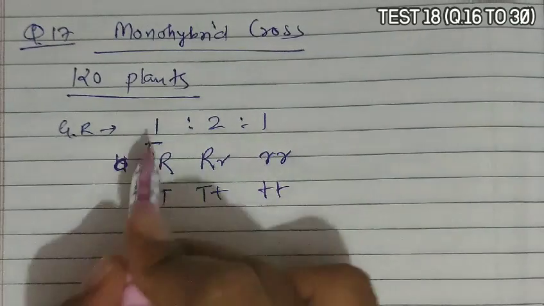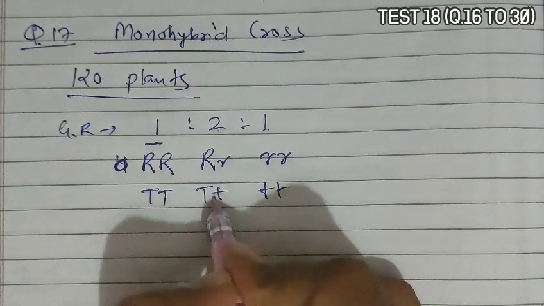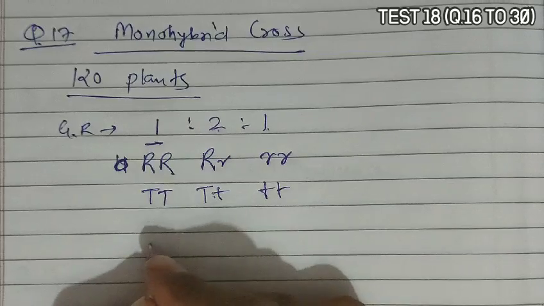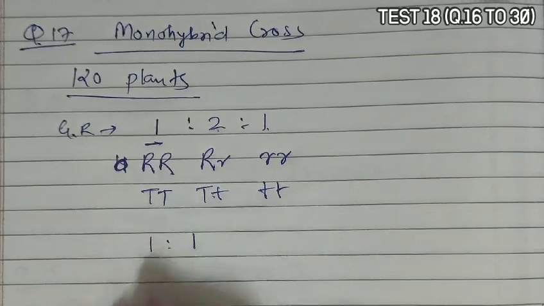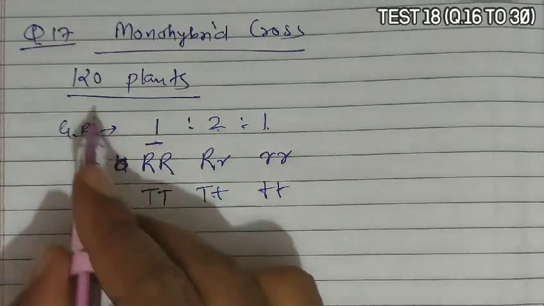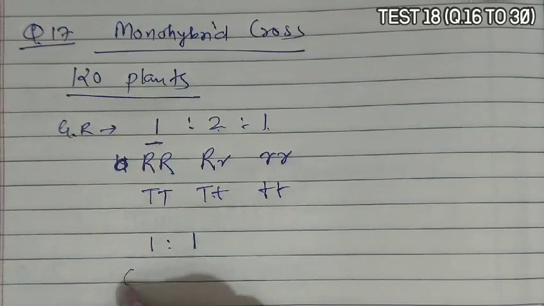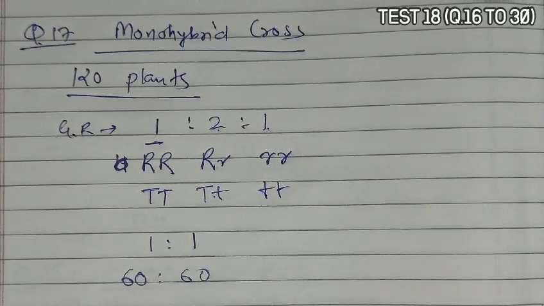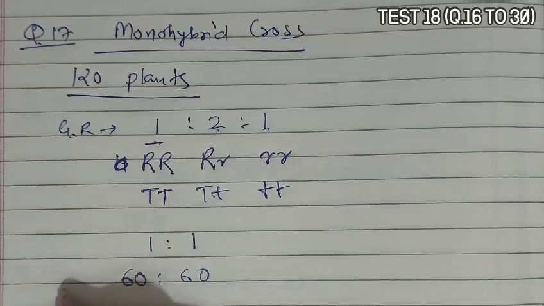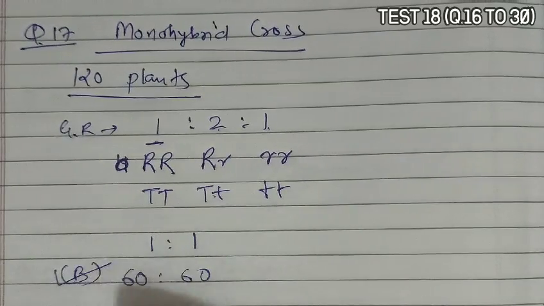Now in this, these two are homozygous and these two are heterozygous. So the homozygous to heterozygous ratio is 1:1. So 60 out of 120 are homozygous and 60 are heterozygous. So 60:60 is the correct answer. So B is the correct answer.